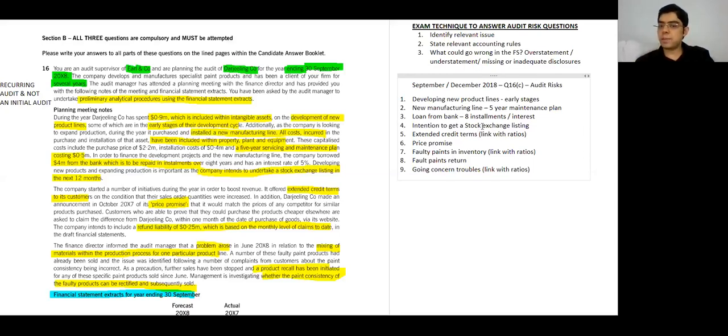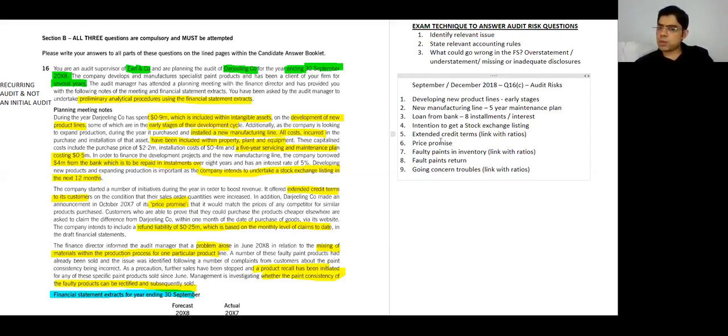And that's for a reason. Because credit terms have a lot to do with your receivable days. Your receivable days are basically determined by the credit terms that you offer. So there's a correlation. So I said that, okay, fine. Whatever extended credit terms, I'll try to link it with the relevant ratio, and receivable days would be a relevant ratio over here to talk about.